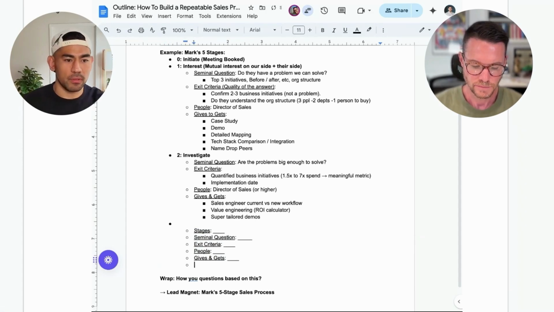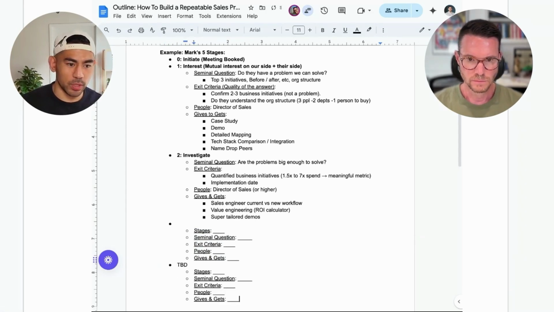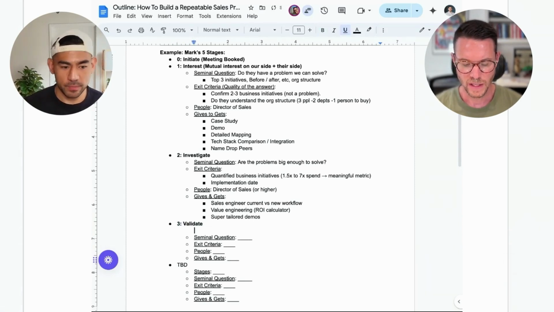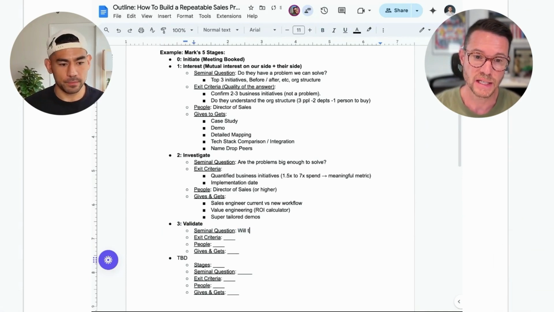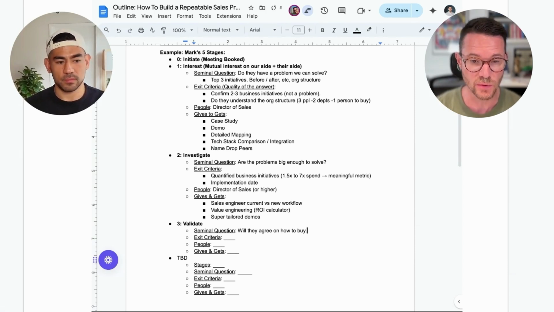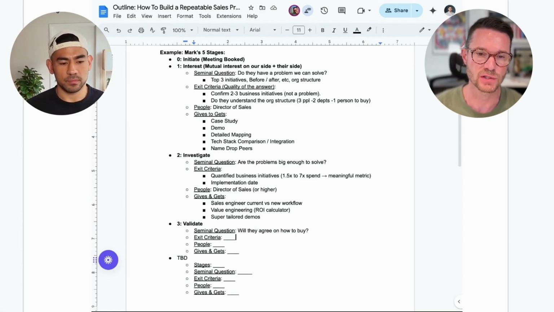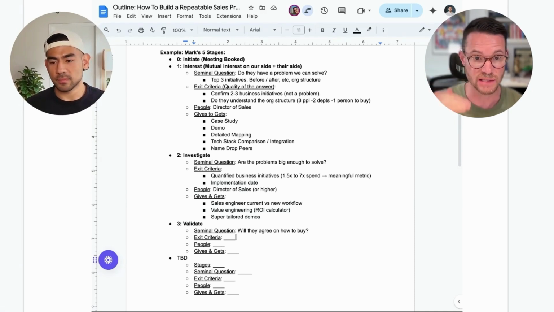So we've found mutual interest in stage one. We've investigated that these problems are big enough to solve in stage two. What's stage three? Stage three is validate, meaning, can we validate the process by which they're going to buy? So my main question there is, will they agree on how to buy? 80% of buyers actually don't have a structured buying and evaluation process in place, or a checklist of things they're doing.